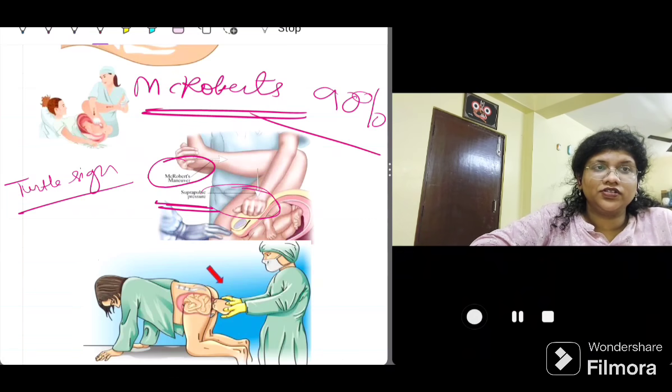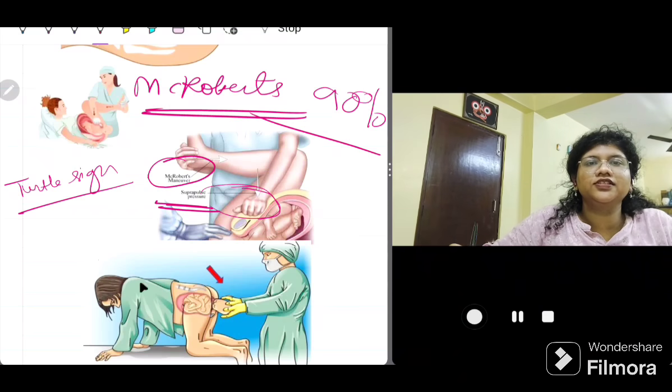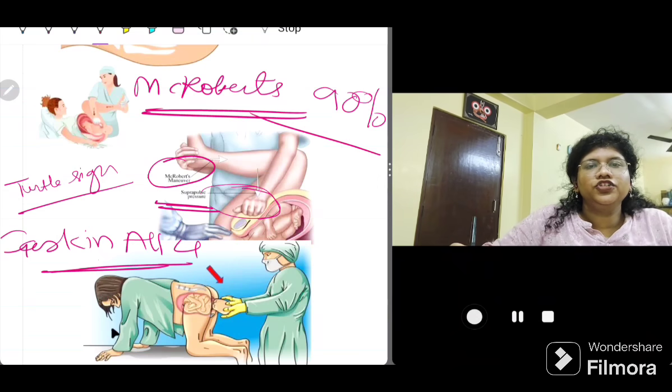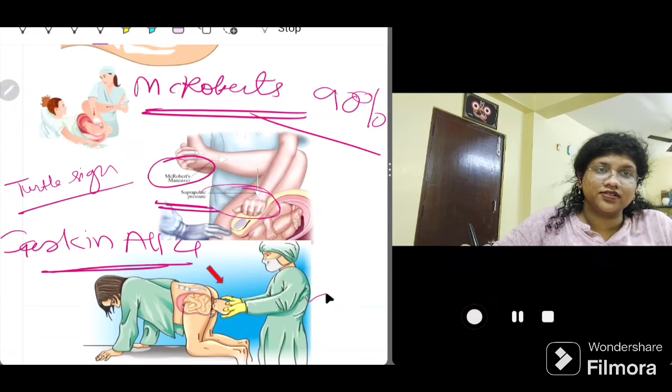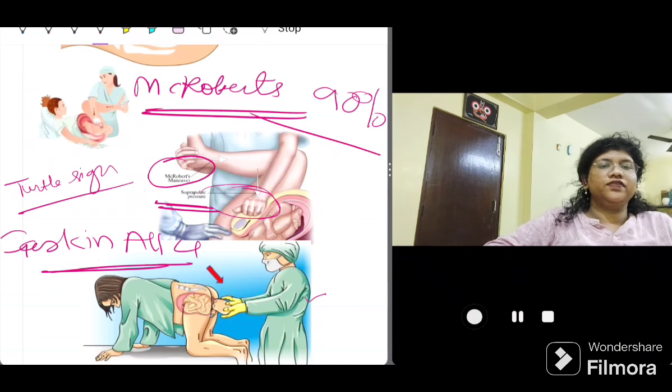So if all these maneuvers fail, then you are going to go for a Gaskin all-four maneuver. In this you are going to ask the mother, as you can see in this image, this is the Gaskin all-four. She is on her forelimbs. You're going to put her in this position and try to deliver the baby. This also has a good success rate. Basically all these maneuvers are trying to increase the space for the baby to get delivered. 80% of the time it may get delivered by the time you do the Gaskin all-four. So this is very important.